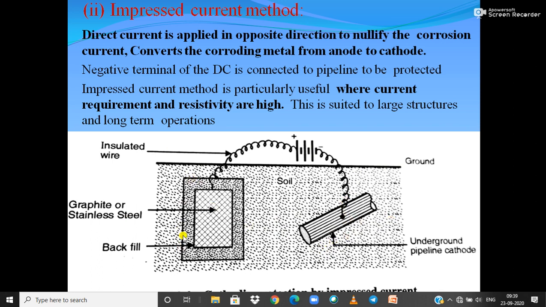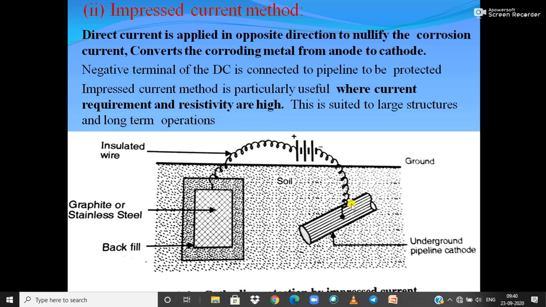So, this is graphite or stainless steel, and it is kept in the backfill, the insulated wire. Now these both are connected to the external DC source, and the negative terminal of the DC source is connected to the iron pipe which we want to protect. As it is connected to the negative terminal, it is going to work as cathode and this is going to work as anode.